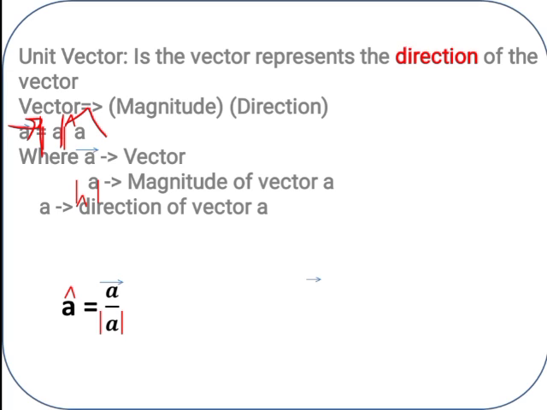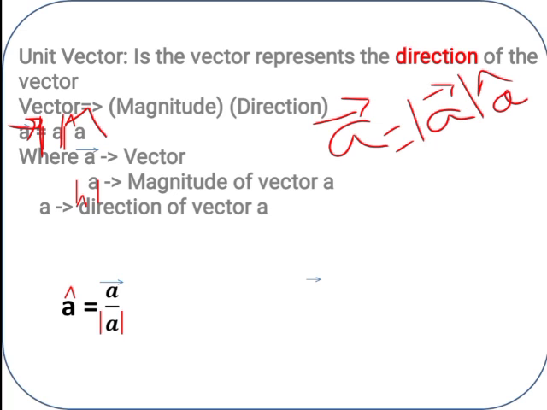then vector A is equal to magnitude of vector and this is A cap. A cap is what? It is a direction. So vector A is equal to magnitude of vector A into A cap. A cap is nothing but it is a direction. This is a magnitude and this is the direction. So the product of these two is nothing but vector. Where this A is vector, and magnitude of vector A, and A cap is the direction of vector A. Okay, so this is about the unit vector.